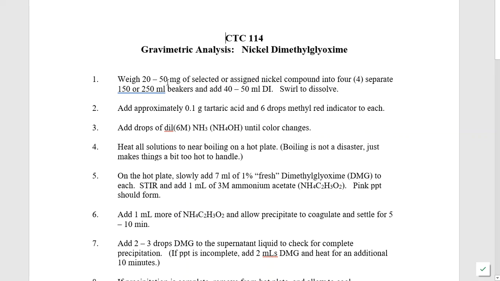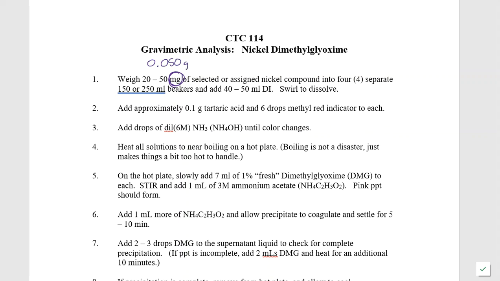Weigh 20 to 50 milligram, not gram. Please, goodness gracious, do not weigh out 50 grams of material. I say that because it's probably happened in the past. So 20 to 50 milligrams, super tiny, folks, right? I mean, 100 milligrams is 0.1, so 50 milligrams is 0.05.